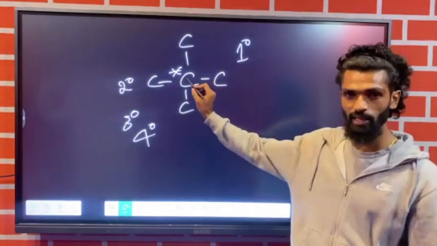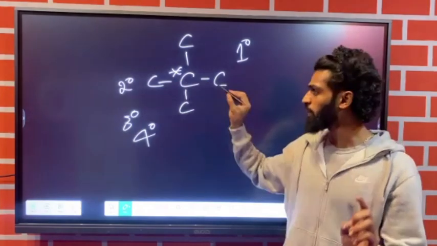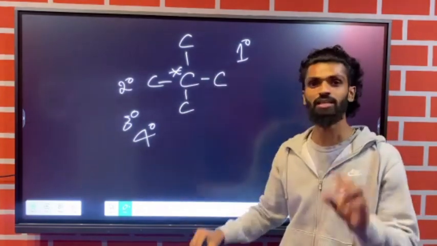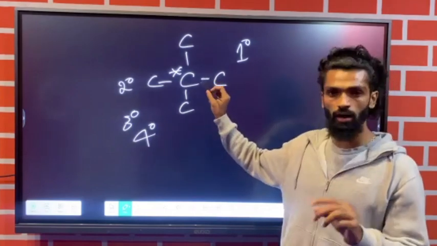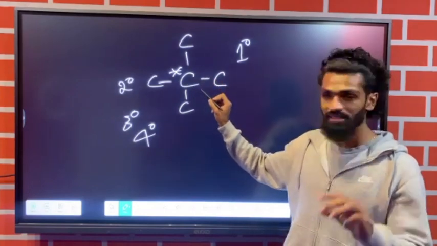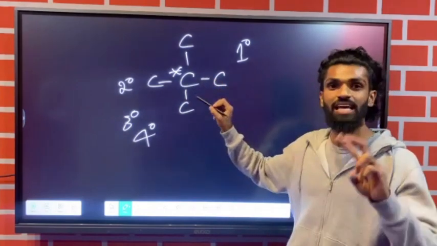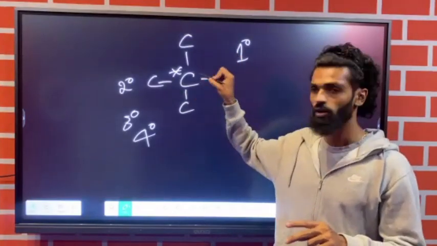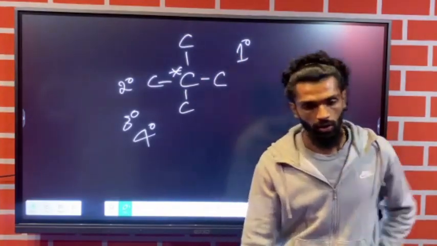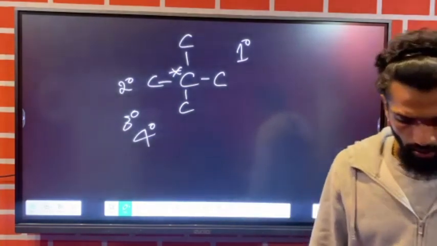Remember this. Why am I naming it C star? Because in this question, that is my main focus. If the C star is attached to two more carbons, secondary. If C star is attached to 3, tertiary. If C star is attached to 4, quaternary. That's all. Now, what else is there to learn?